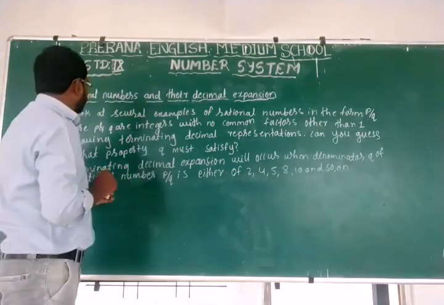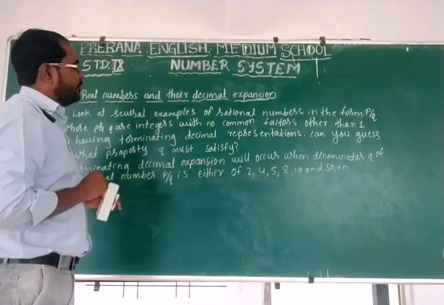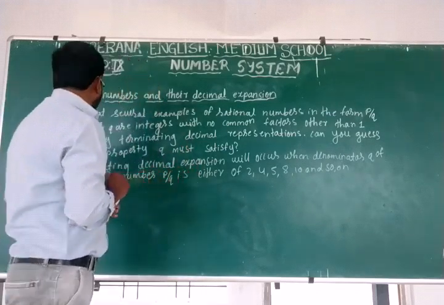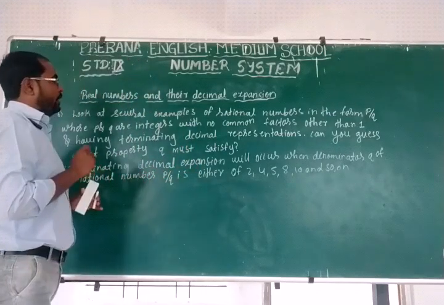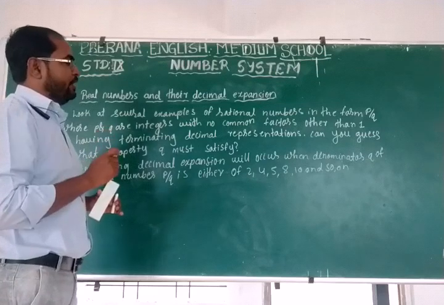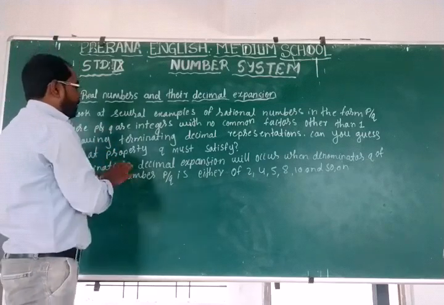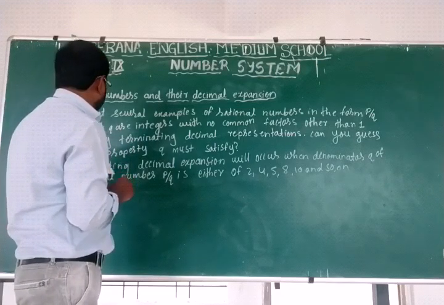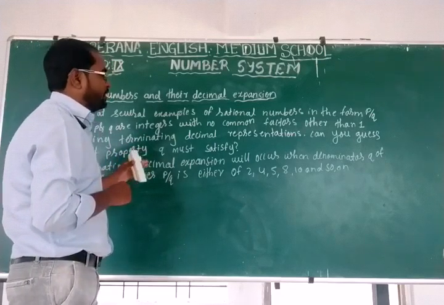Now we will solve the next example. Look at several examples of rational numbers in the form p by q, where p and q are integers with no common factors other than 1 and having a terminating decimal representation. Can you guess what property q must satisfy?